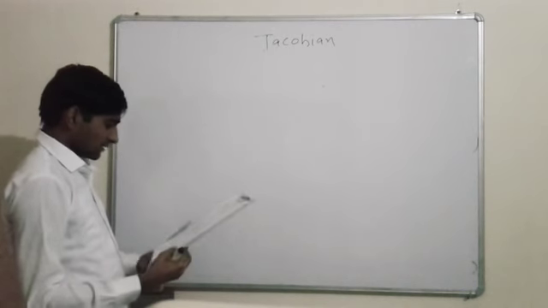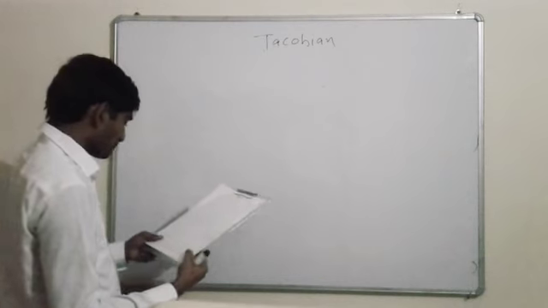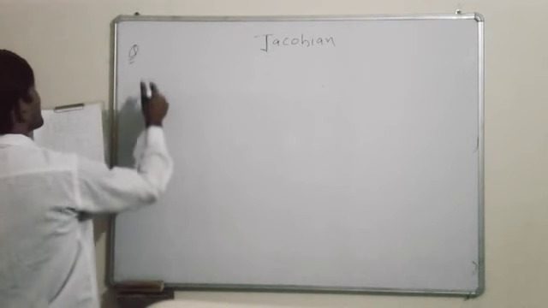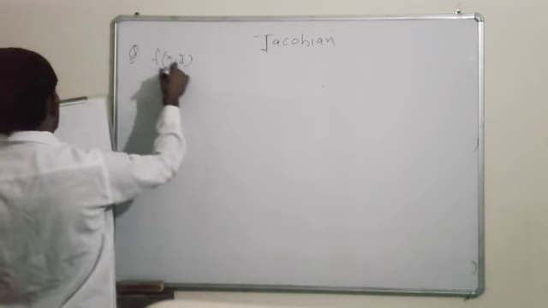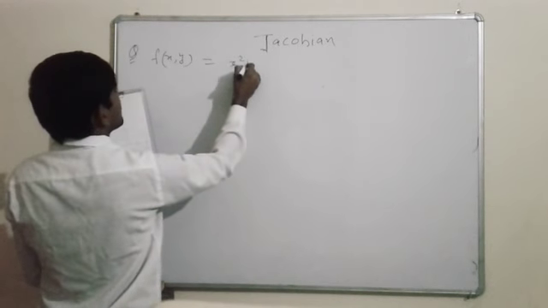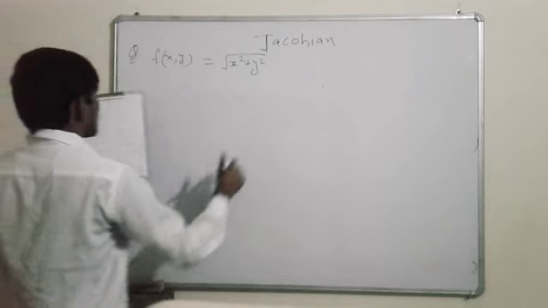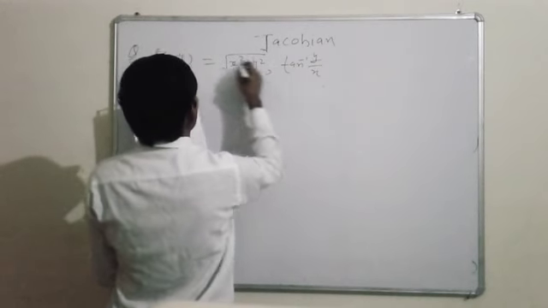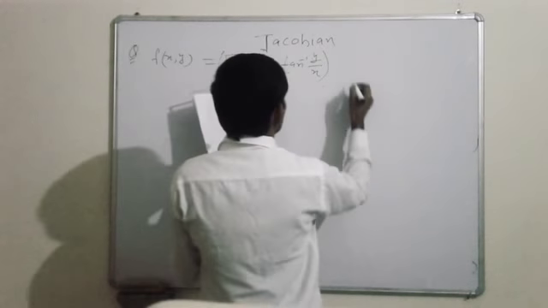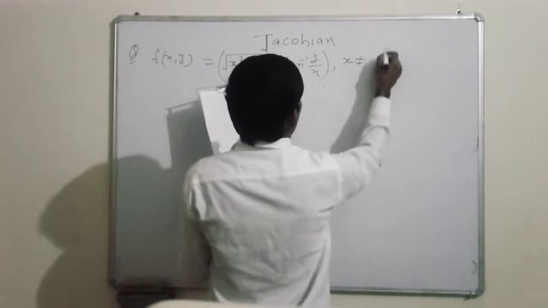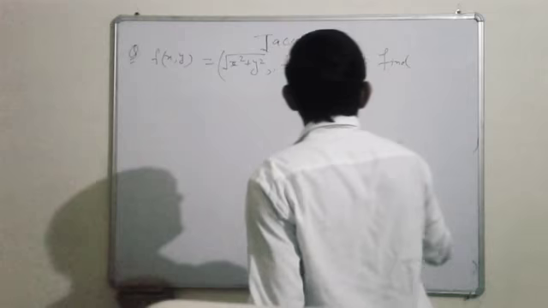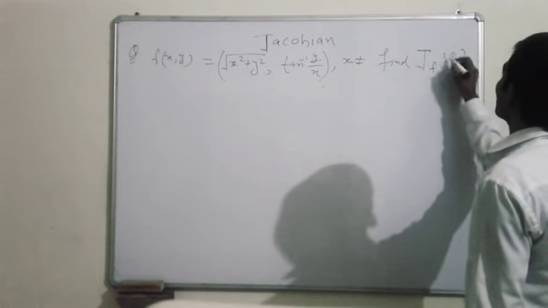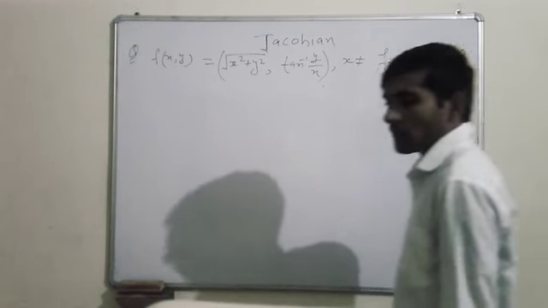Let's take another example. Next example is f(x, y) = (x² + y², tan⁻¹(y/x)). Find J_f at (1, 2). We talk about it later.